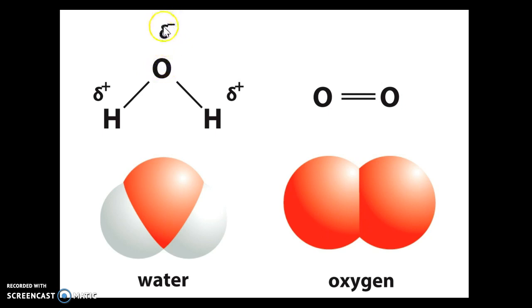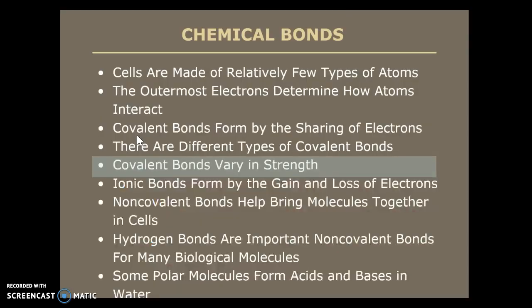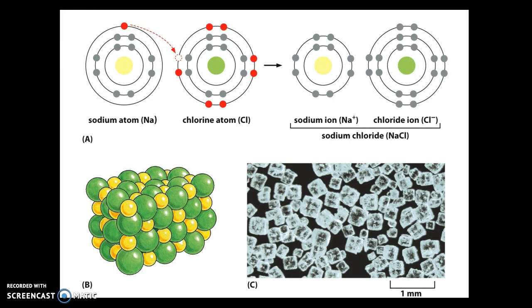That's going to give it a partial negative charge, and they'll spend less time around the hydrogens. That'll give it a partial positive charge. And so we'll have this dipole moment that's set up with these partial charges. You can also have a full charge if you have that pulling off of electrons.